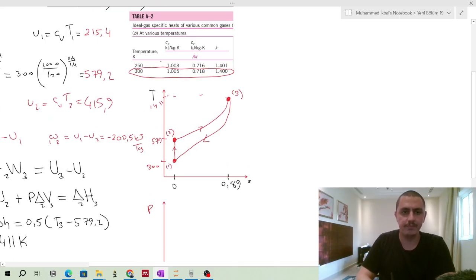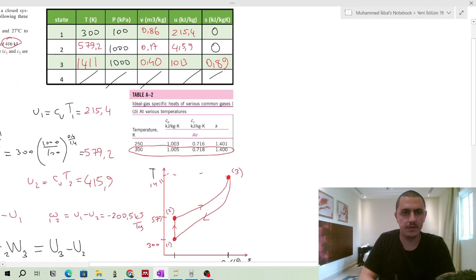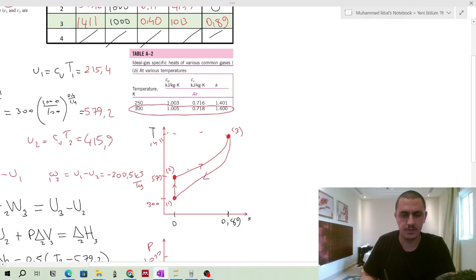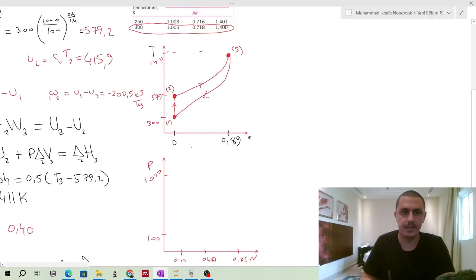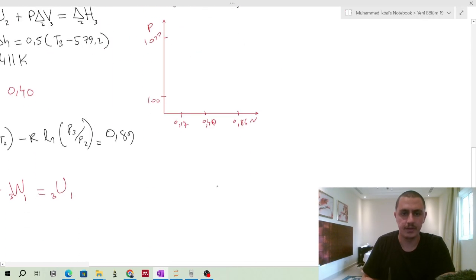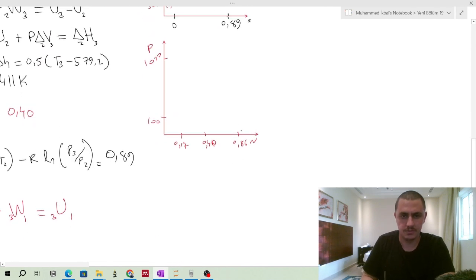For PV, we have only 2 pressures and 3 specific volume values: 17, 40, 86. At the beginning, we have 100, 0, okay, so we are here.